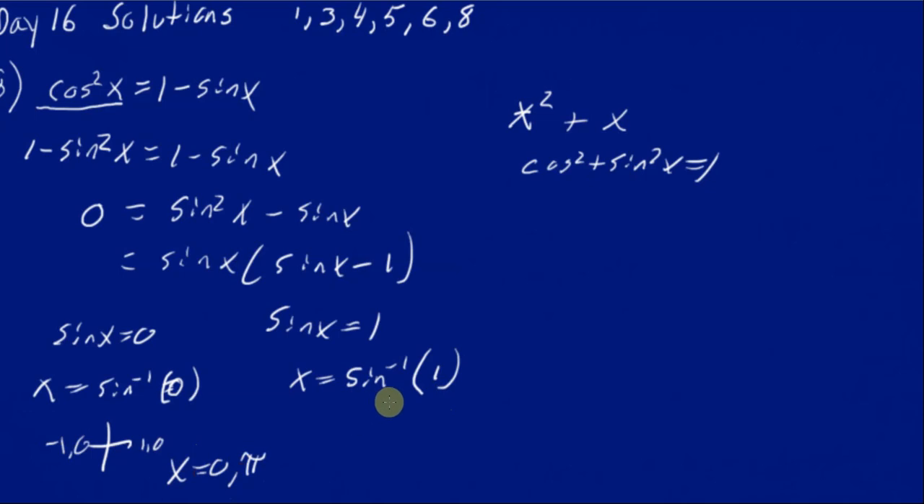And where is the sine at positive 1? Well, that only occurs in one location. That's here at pi over 2.